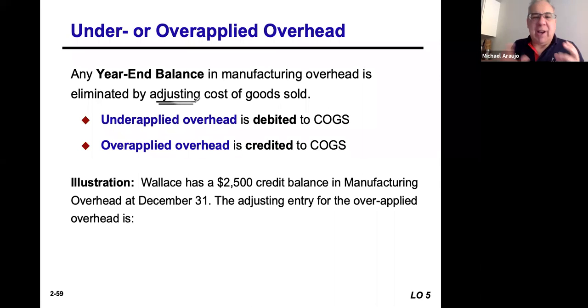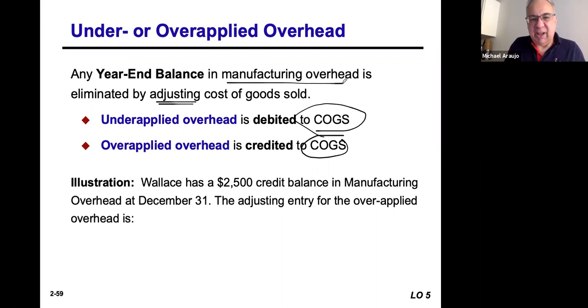So when we do have to adjust this account at the end of the year or at the end of the period, we simply adjust it to cost of goods sold. That's what the COGS is here, cost of goods sold. Because we really want our manufacturing overhead account at the end of that period of time to be zero. If we've allocated everything, we want it to be zero. But when you compare, sometimes it doesn't work that way.